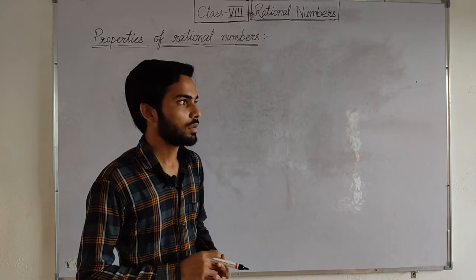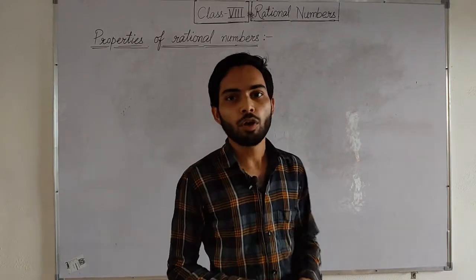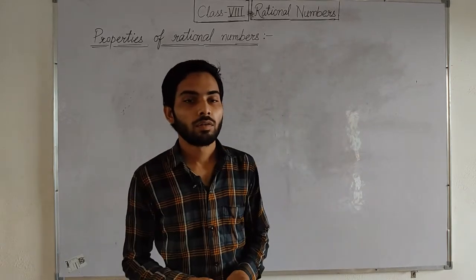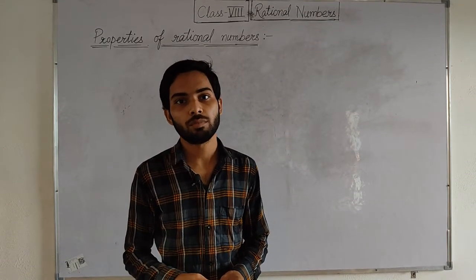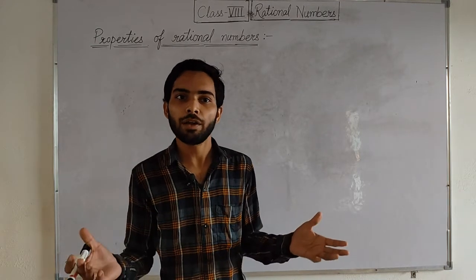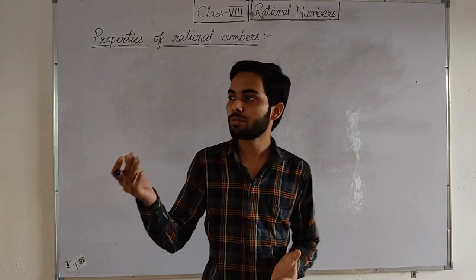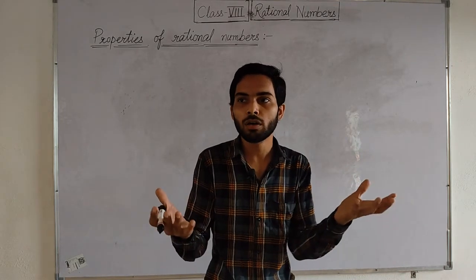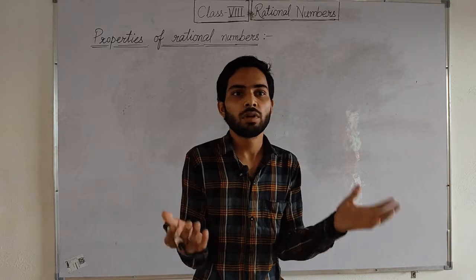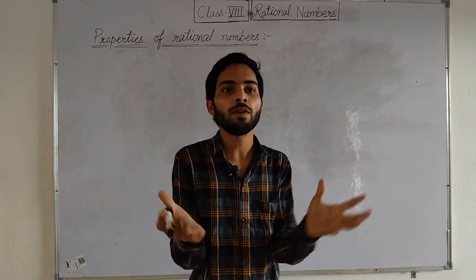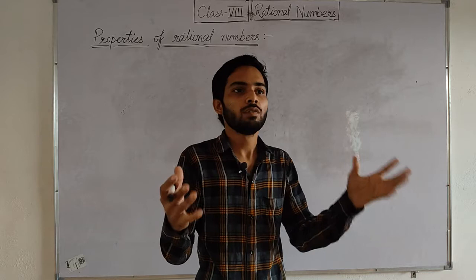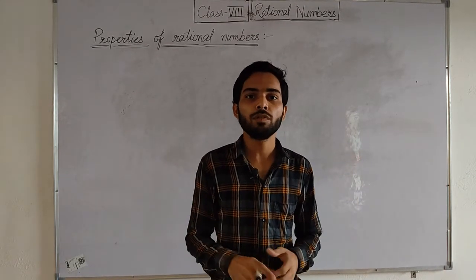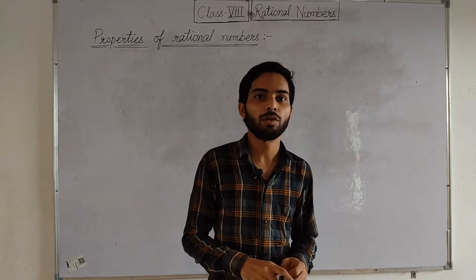So, today our topic is properties of rational numbers. What are the properties of rational numbers? What happens when we add two rational numbers? When we subtract one rational number from a second rational number? What happens if we change the order of adding two rational numbers? What happens if we change the grouping when adding three or four rational numbers? This includes the properties of rational numbers, so we are going to study them.